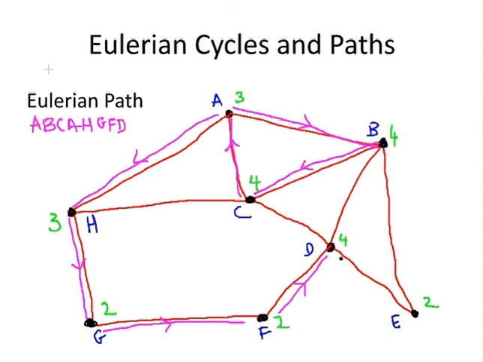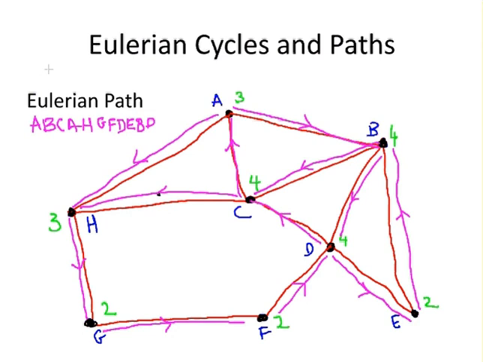So from D we'll go down to E and then B. And we'll go back to D then. So D, E, B, and D. Then we'll go back to C, and then finish up on H. And that is an Eulerian path.